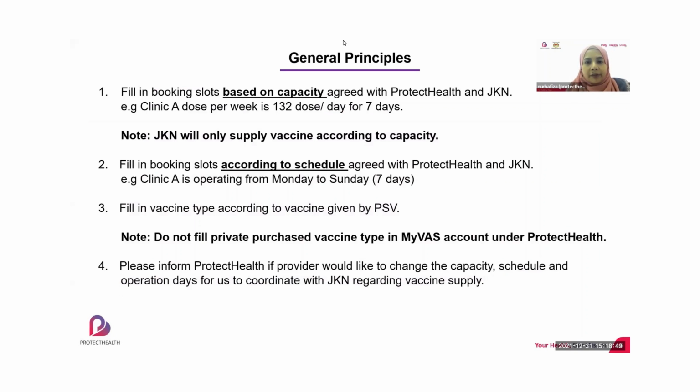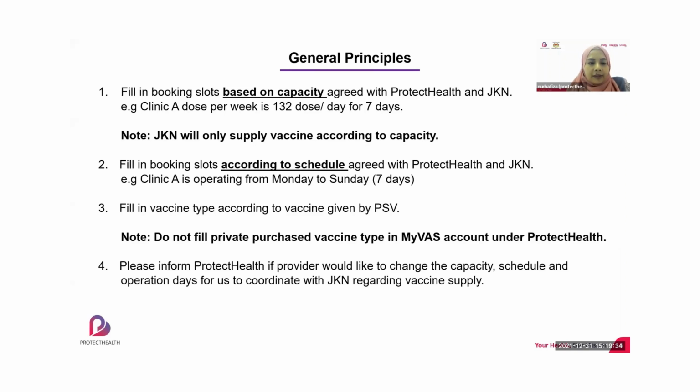A few general principles. First, you fill in the booking slots based on the capacity agreed with Protect Health and JKN. For example, if at Clinic A your dose per week is 132 doses per day for 7 days, please fill in according to this agreed capacity, because JKN, which supplies the vaccine, will only supply according to the agreed capacity. Secondly, you need to fill in the booking slots according to the schedule agreed with Protect Health and JKN. If you're operating from Monday to Sunday, that's 7 days, you need to fill in 7 days.